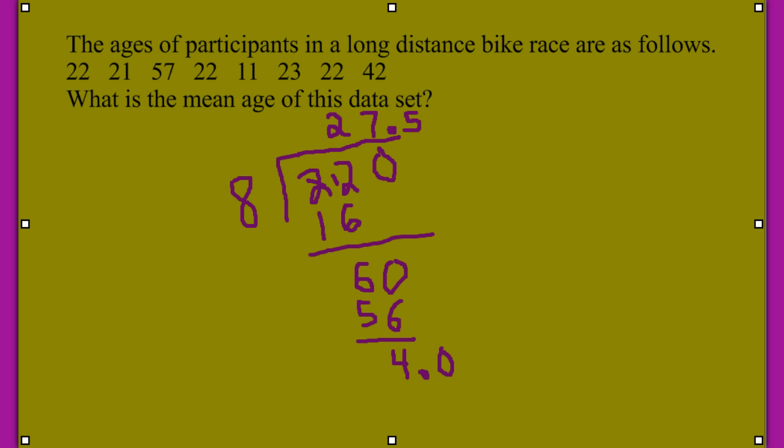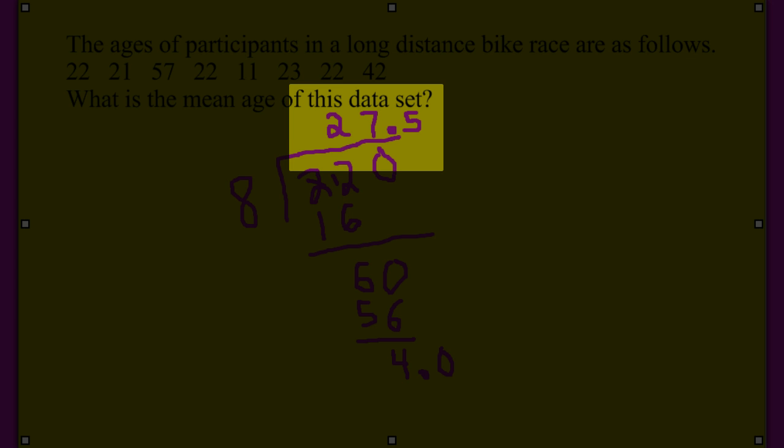All right, so our steps for finding the mean were first to add up all the numbers and then divide by your population of your data set. Population of your data set is the number of numbers you had in that data set.